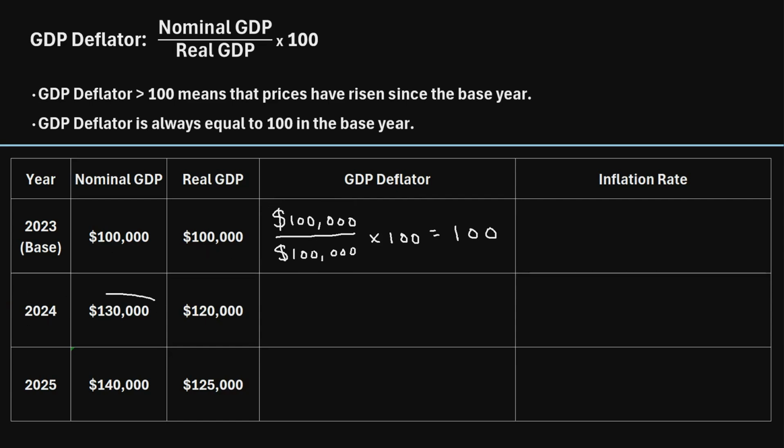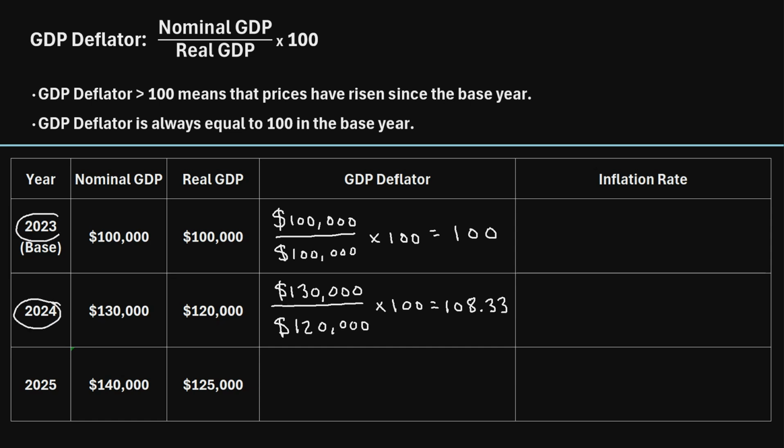So we'll take the nominal GDP of 130,000, we'll divide it by the real GDP of 120,000, and then multiply that by 100. So when we do that, we end up with a value of 108.33. So because this number is greater than 100, it means that prices must have risen in 2024 compared to our base year of 2023. Now lastly, let's calculate the GDP deflator for 2025.